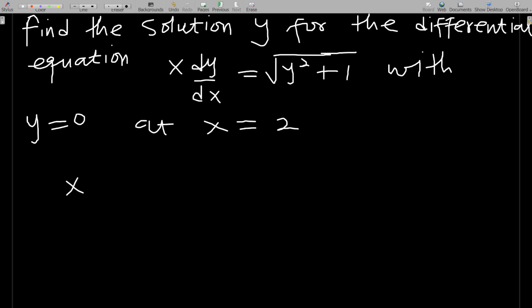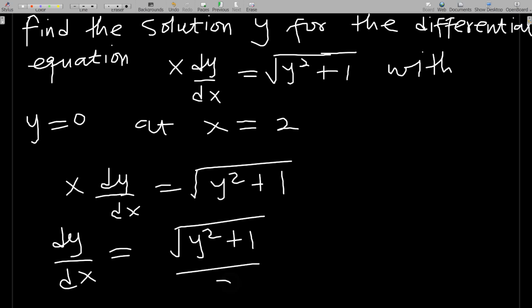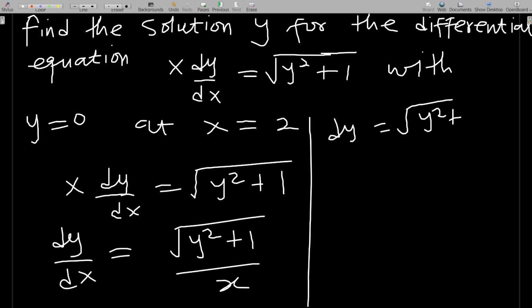So quickly, let's go through this together. You have x dy dx equals the square root of y squared plus 1. Now, when I do some reshuffling, let me divide through by x. Always let's try to make dy dx the subject first. I have dy dx equals the square root of y squared plus 1 all over x. This implies that if I multiply through by dx, I have dy equals the square root of y squared plus 1 over x, then dx.